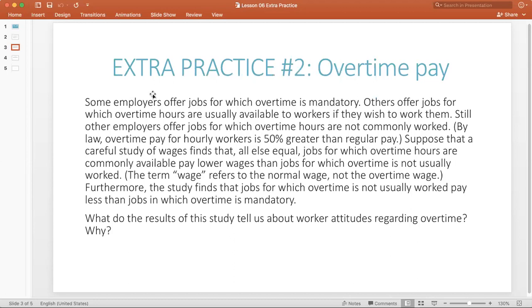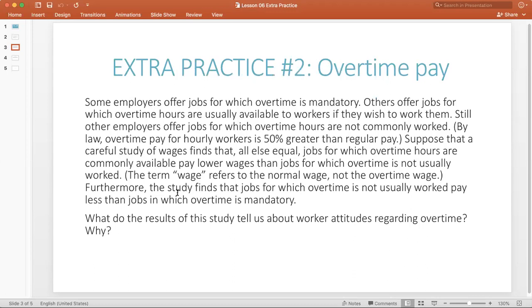So the answer given is that workers enjoy jobs where overtime is available the most because they pay lower wages, which we can see in the prompt. Jobs for which overtime hours are commonly available pay lower wages. So workers enjoy those jobs because of lower wages. And then they find jobs requiring mandatory overtime the least desirable because they're paid the highest, which they say in the last sentence. The study finds that jobs for which overtime is not usually worked pay less than jobs in which overtime is mandatory. So this has to do with the idea of compensating differentials. But that is really all that I can say about this problem.